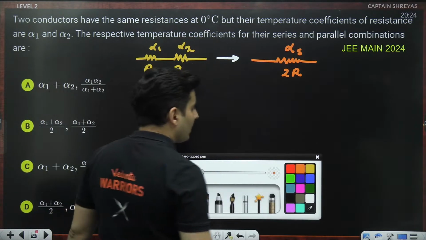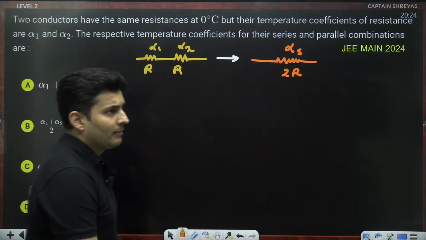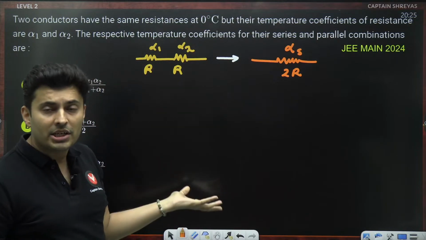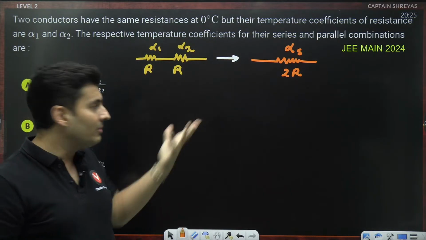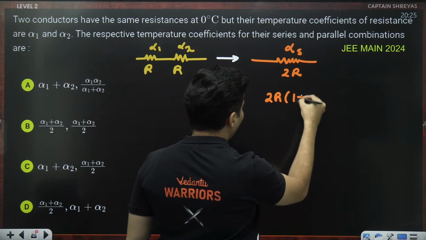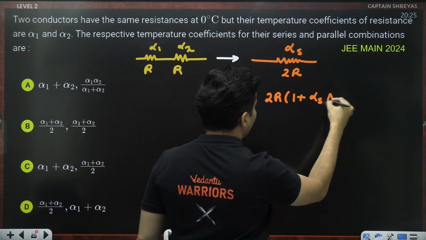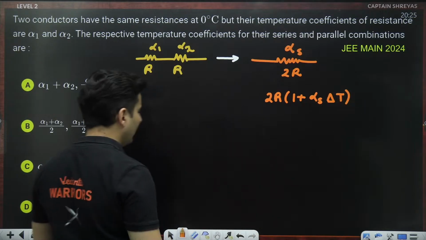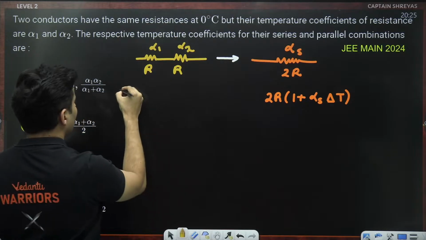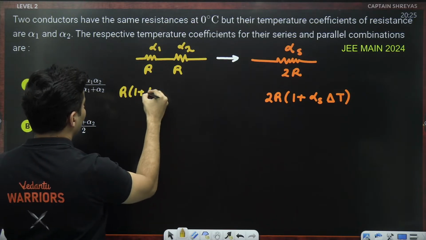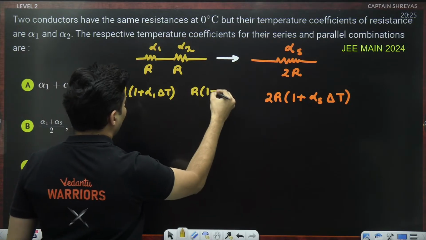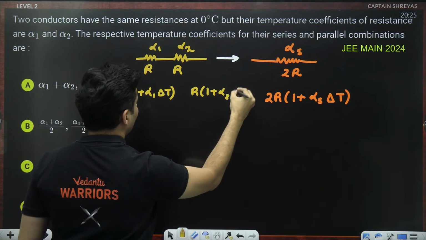So why did I write it as 2R? This 2R is at 0 degrees Celsius, but at some temperature it will not be 2R, it will be something else. What will it be? It will be basically 2R into 1 plus alpha S delta T. What about these two resistances at some temperature? It will be R into 1 plus alpha 1 delta T. This will be also R into 1 plus alpha 2 delta T.